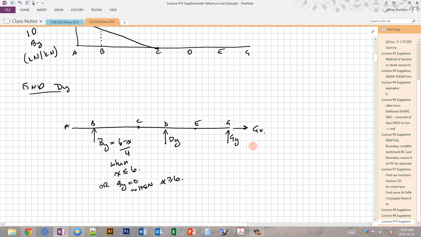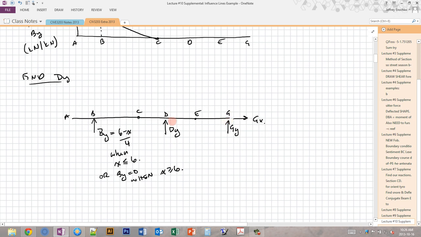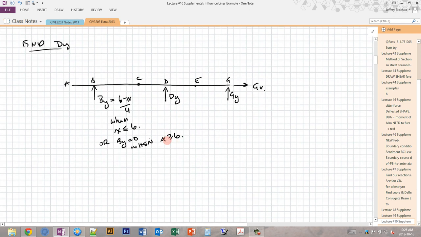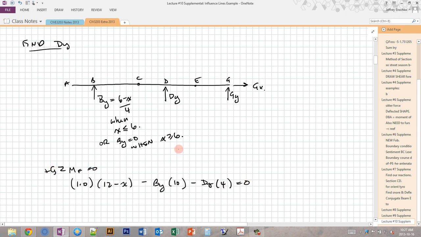Okay, so we can use a sum of moments about point G in order to find the reaction at point D. So we sum Mf equals 0. So here's a general expression for that equilibrium. So again, we're assuming that we have some point load at a location x away from A. So this is generally just in terms of By and dy.